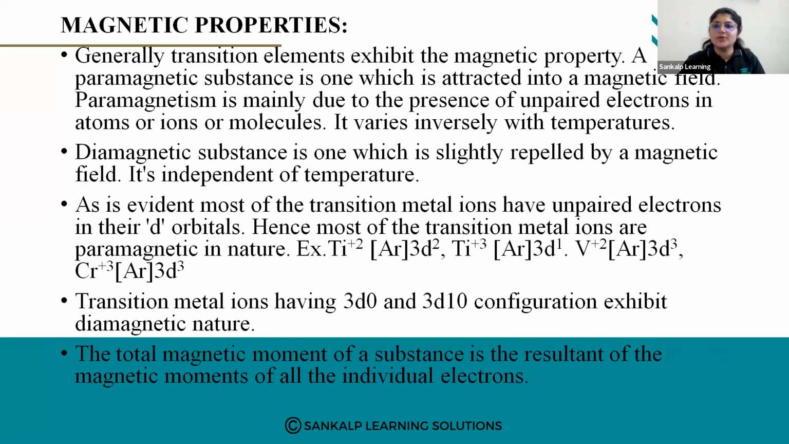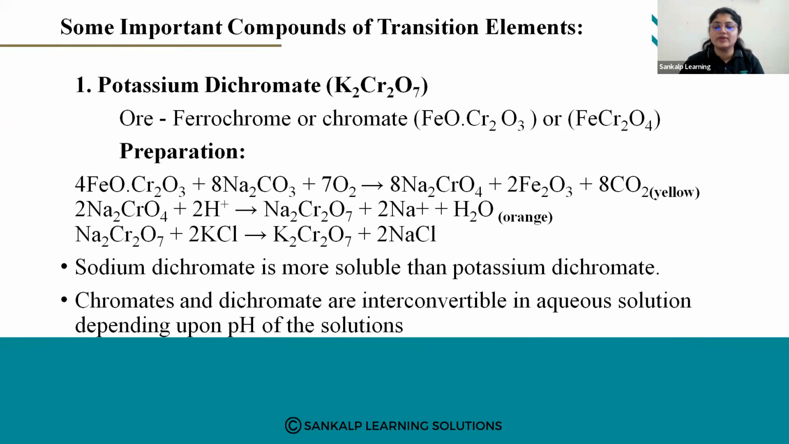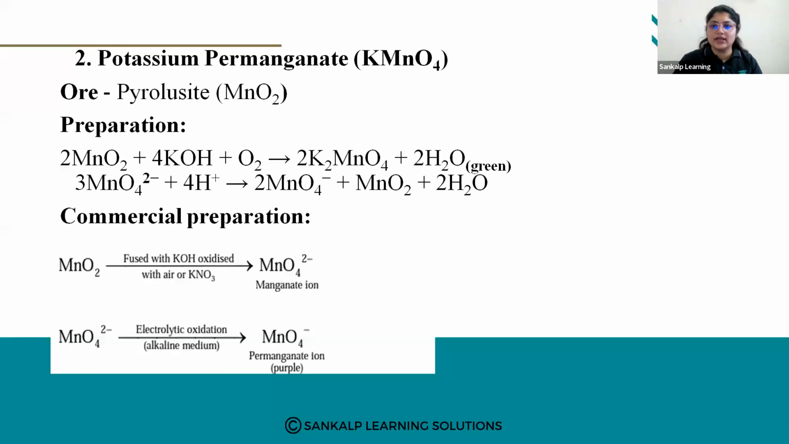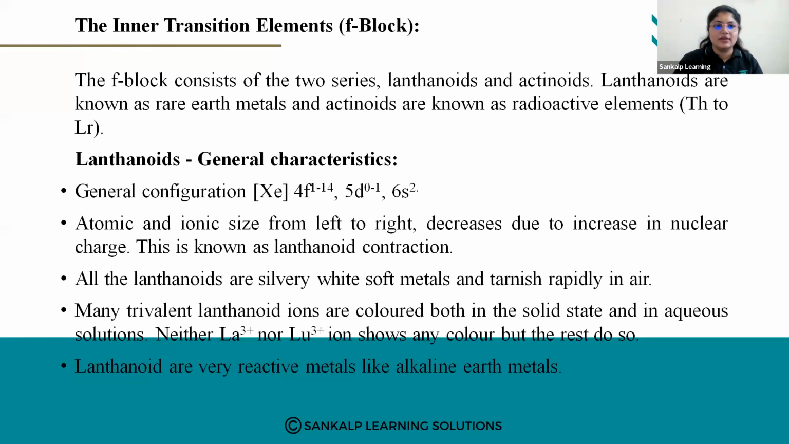So we were discussing D and F block elements. We have completed transition elements, right? Then we have seen some of the important compounds in the last class. Then we had started with inner transition elements. In inner transition elements, we have studied about lanthanides, right? So today we are going to start with actinoids.